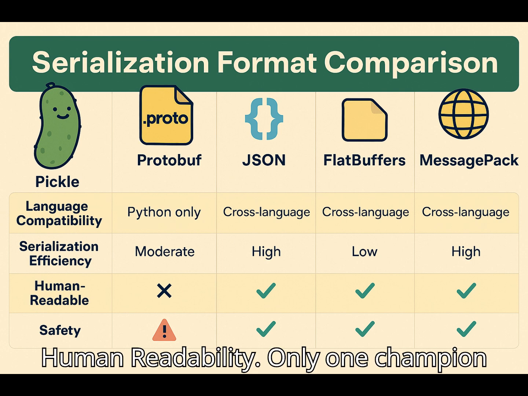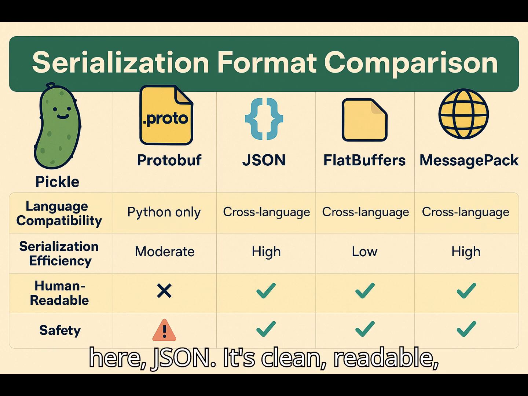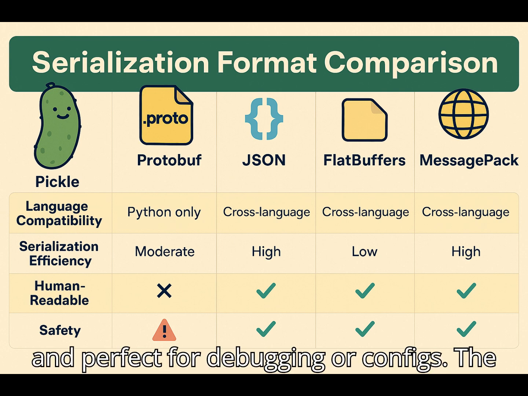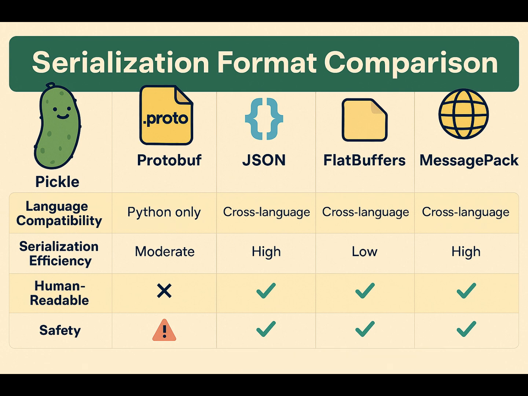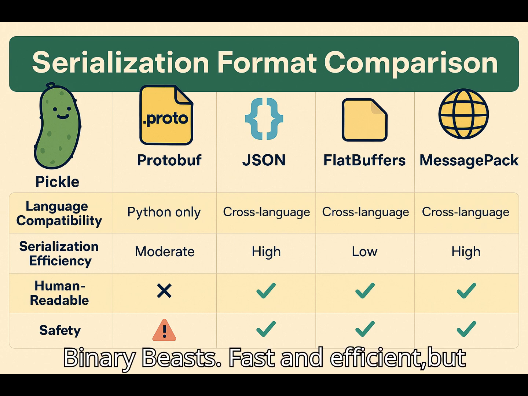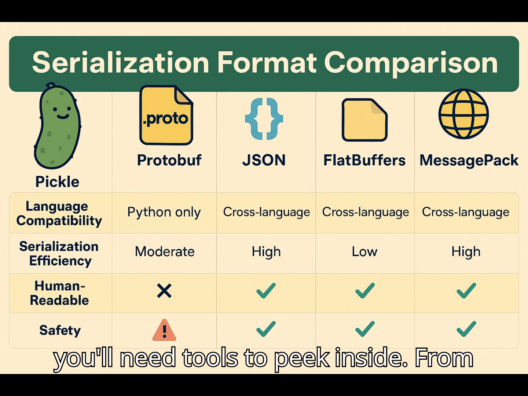Human readability. Only one champion here, JSON. It's clean, readable, and perfect for debugging or configs. The others, including Pickle and Protobuf, are binary beasts. Fast and efficient, but you'll need tools to peek inside.